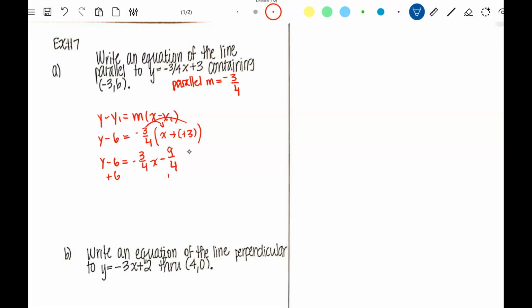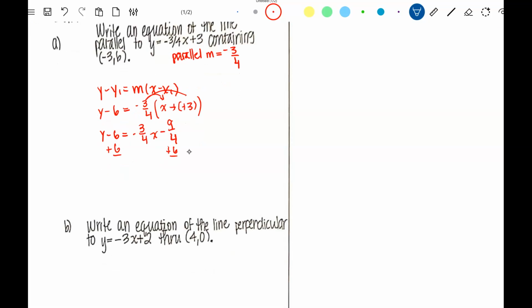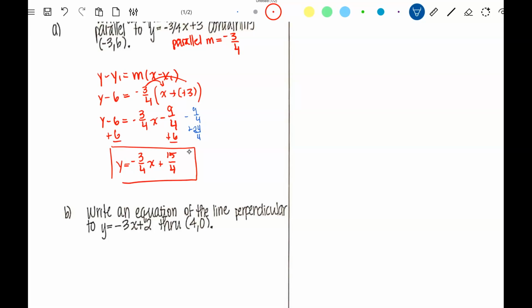Add 6 to both sides. So y equals negative 3/4 x plus 15/4. That's because 6 is 24/4. Negative 9/4 plus 24/4 is 15/4. Parallel lines have the same slope.